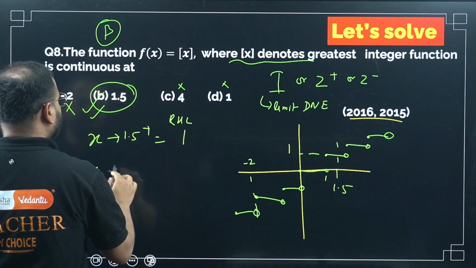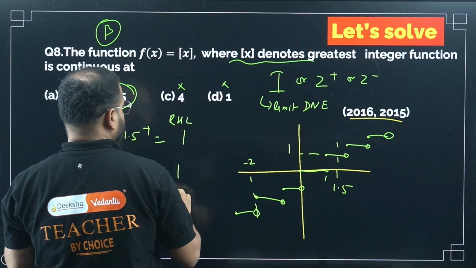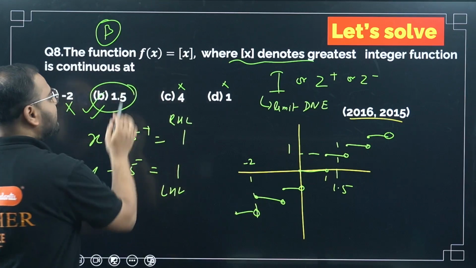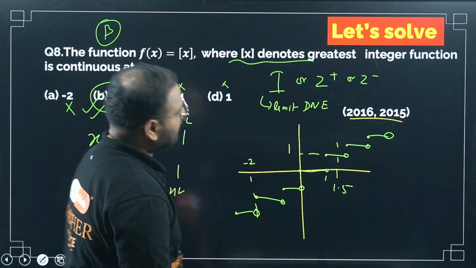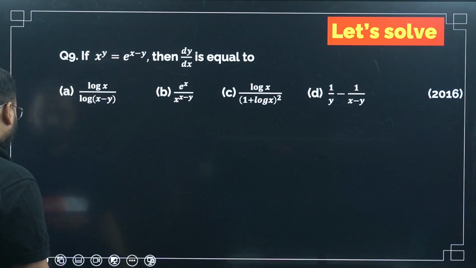If x tends to 1.5 from left hand side, it will be what? 1 again. This is my LHL. So both LHL and RHL are 1 and 1. So at 1.5 the function is continuous. Clear? Okay. Moving on. 9th problem.